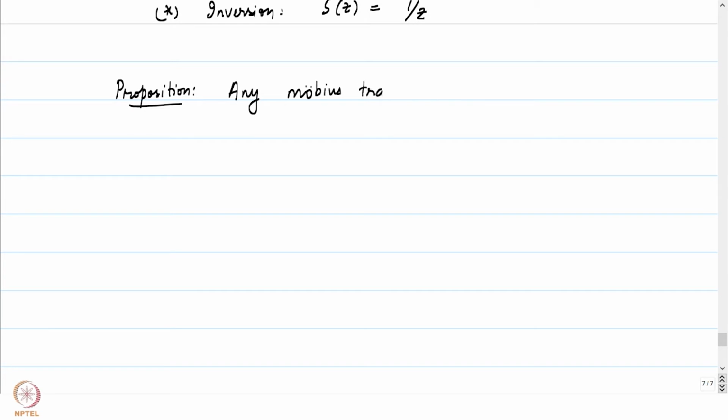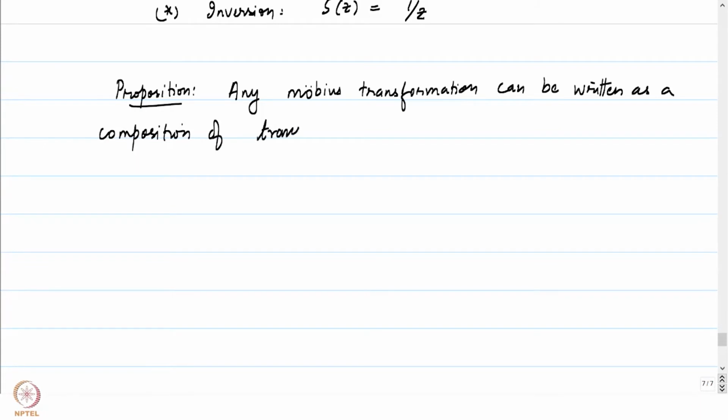Any Mobius transformation can be written as a composition of translations, dilations (rotations are just a very special subcategory of dilations), and inversion. Not all of them necessarily appearing.